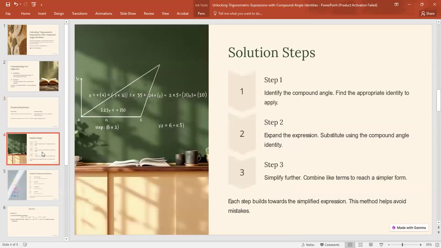So here are a few steps you can follow. Firstly, you have to identify the compound angle. That is, you have to find the appropriate identity to apply. Next, you have to expand the expression that's given to you by substituting the compound angle identity. And lastly, you have to simplify this further. This consists of combining like terms to reach a simpler version of the expression.